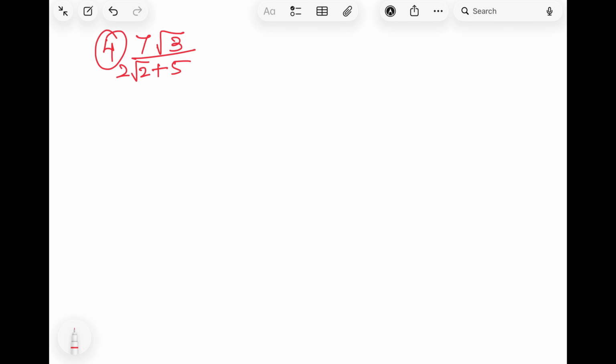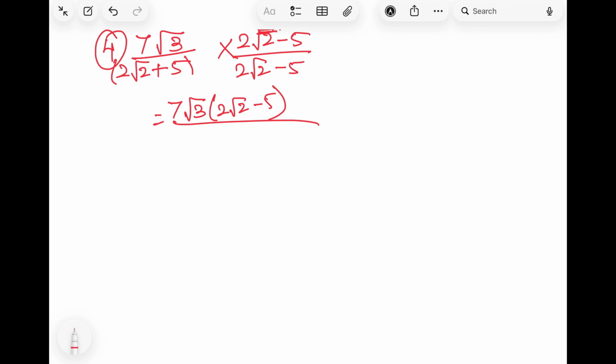That means we need to remove the surd, but surd is with the entire term, so we will multiply the numerator and the denominator with the entire term, but just a slight change. We will just conjugate the sign. This plus will become minus. So this becomes 2 root 2 minus 5 upon 2 root 2 minus 5. Okay, so the above numerator will be like this and the denominator this.